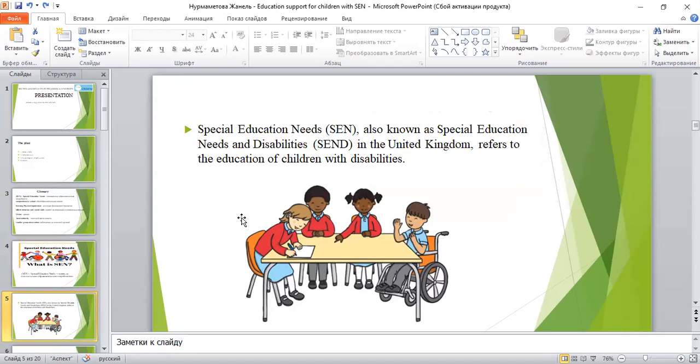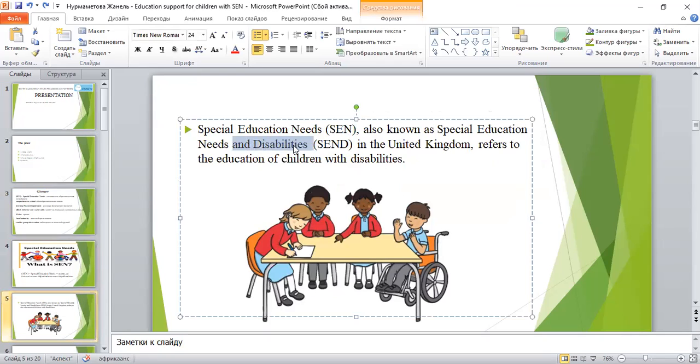Special Education Needs, SEN, is also known as Special Education Needs and Disabilities. D is added here, as you notice, disabilities. We know that in the United Kingdom it refers to the education of children with disabilities.